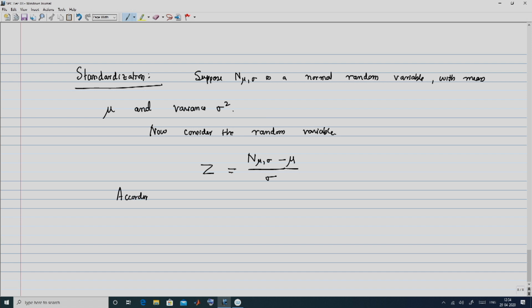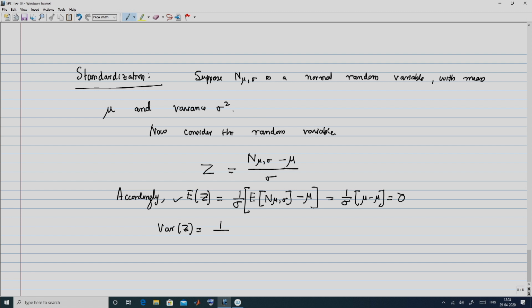Now we look at the mean and variance of this z. So accordingly, expected value of z, what is this going to be? If I use the scaling property, it is going to be 1 over sigma expected value of n mu sigma minus mu. So this is going to be nothing but 1 over sigma mu minus mu, which is equal to 0. So good. So we have found out what is the expectation. Now let us look at what is the variance of z. So the variance of z, using the property of variance of ax equal to a square variance of x, this is going to be 1 over sigma square variance of n mu sigma minus mu. Now remember that the variance of a random variable plus a constant is nothing but the variance of the random variable. So this becomes 1 over sigma square variance of n mu sigma. And remember, the variance of n mu sigma is just sigma square. So this turns out to be equal to 1.